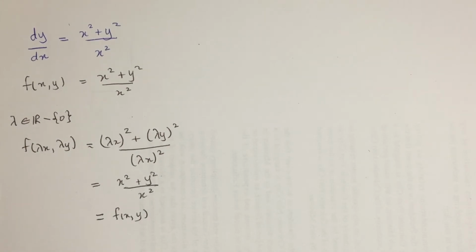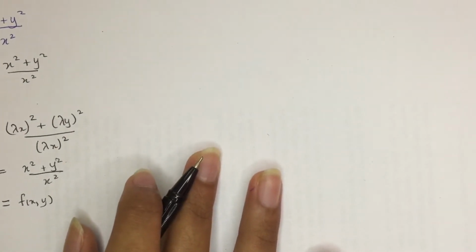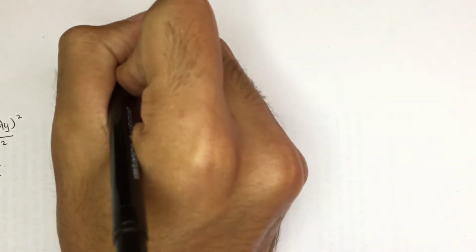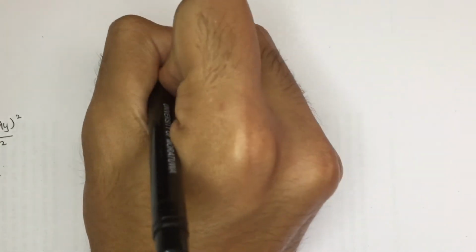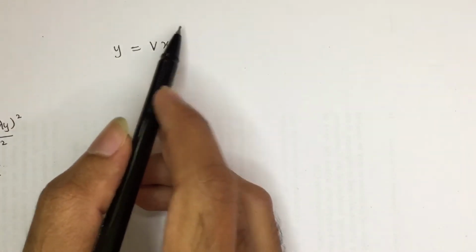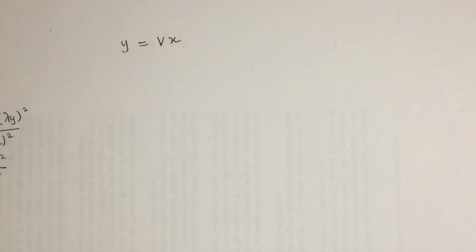So how can we solve this? If it's a homogeneous equation, y and x will have a relationship like this: y is equal to v into x. Remember that v is another variable. So if it's a homogeneous equation, you can directly use that.